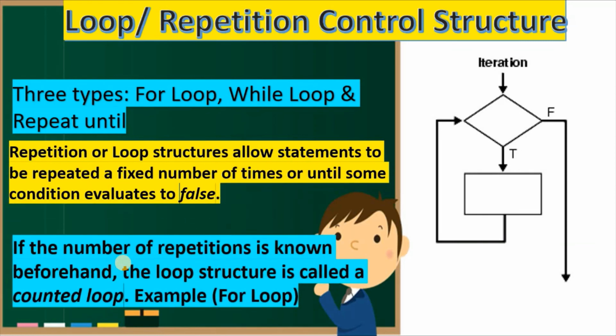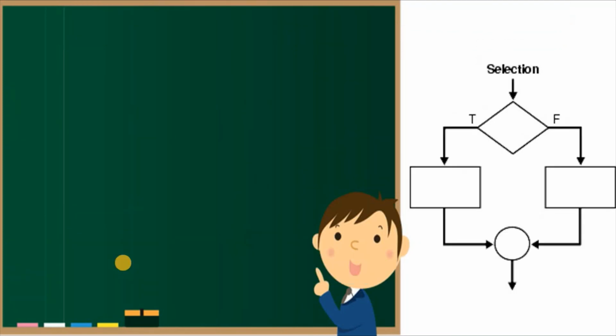All right. Also, whenever we know the number of repetitions that are supposed to take place ahead of time, we refer to this as a counted loop. The example in this would have been the for loop. All right, so that was the loop or the repeat control structure.